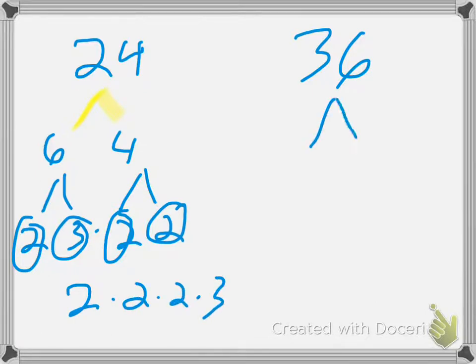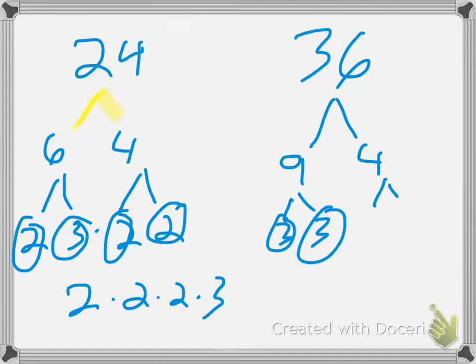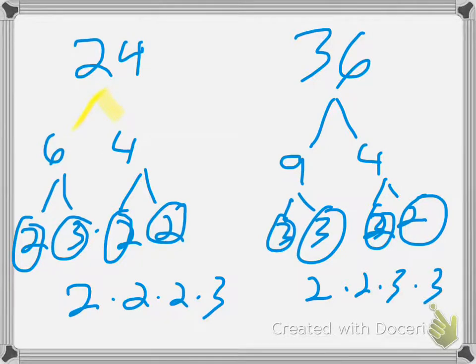And 36, we could split into 9 and 4, where I would have 3 and 3, both prime. And then 4 could be split into 2 and 2. So 36's prime factorization would be 2 times 2 times 3 times 3.